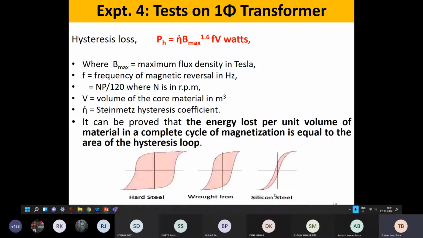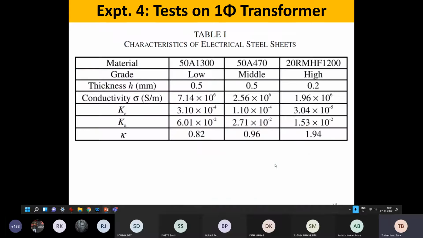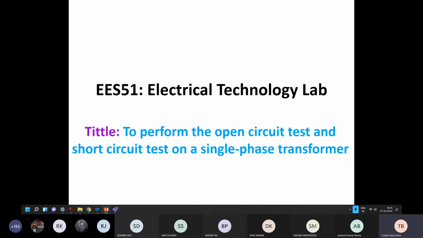So if the area is made up of very good material, that's CRGO material or silicon steel, the area will be less, and that's why the hysteresis loss will be reduced. So these are the few constants. We can go through that as a reference. Now we will discuss the open circuit test and short circuit test. This was about the transformer and its associated losses.